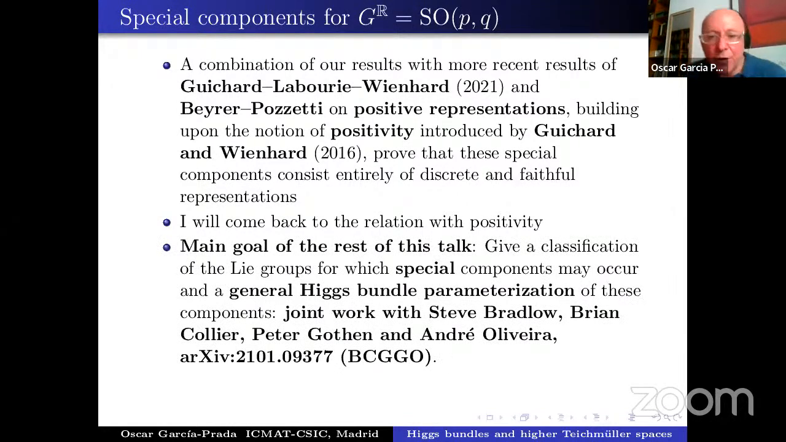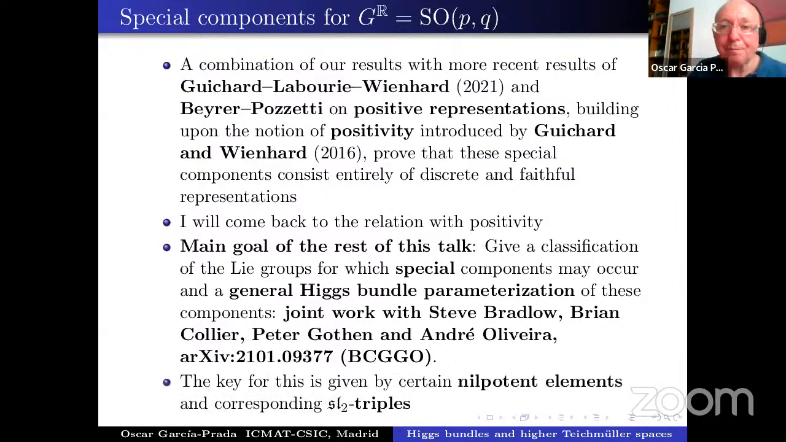So the main goal of the rest of the talk, hopefully uninterrupted, is to give a full classification of the simple Lie groups for which this phenomenon happens, right? And in fact, not just give a classification of these groups, but actually give a general Higgs bundle parameterization of those components, similar to what we have done for the Hitchin component and the maximal Toledo and so on, for SO(p,q). This is joint work with Steve Bradlow, Brian Collier, Peter Gothen, and André Oliveira. You can find the arXiv paper, which has been there since January of 2021.